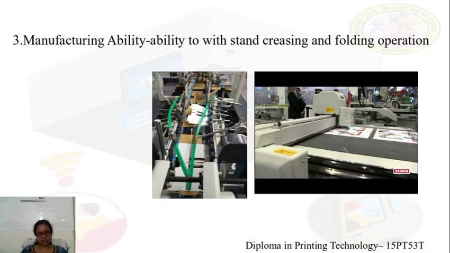Thus, the boards may come across various cutting and creasing operations. It could be an inline process or it could be a table cutter, wherein both the creasing and cutting operations can be undergone at the same time. Whereas in the inline process, the board experiences each operation one at a time. In one section, the creasing operation will be happening and the cutting operation will be in the next section of the machine.